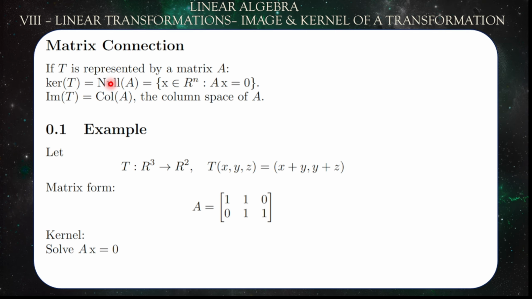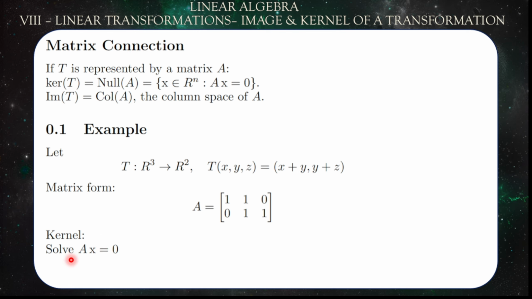Matrix connection: if T is represented by a matrix A, okay, ker of T is equal to null of A, so it is the solution of AX equals 0. Image of T is equal to the column space of A, only for the columns that are unique. So, as an example, you have T from R3 to R2, T of X, Y, Z equals X plus Y, Y plus Z. We've seen it just before this example. The matrix form is 1, 1, 0, 0, 1, 1.